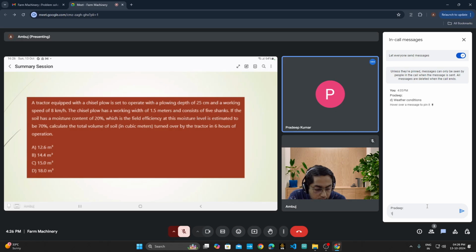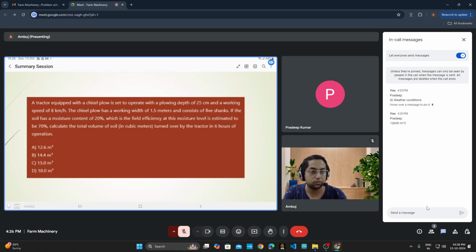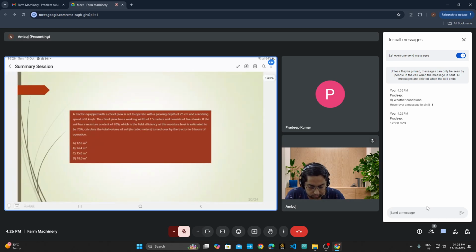12,600 cubic meters. Okay, no problem. You can just tell me frankly. I'll walk you through it and check the calculation also, until the value gets matched. I just want you to try once, so that you will be in a position to solve.